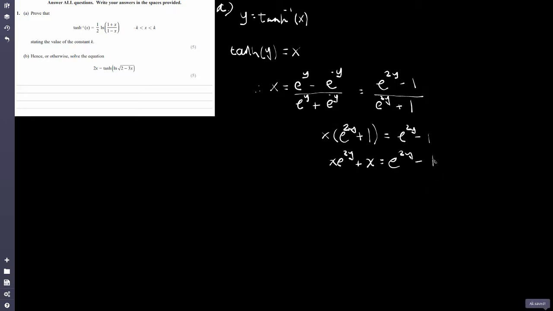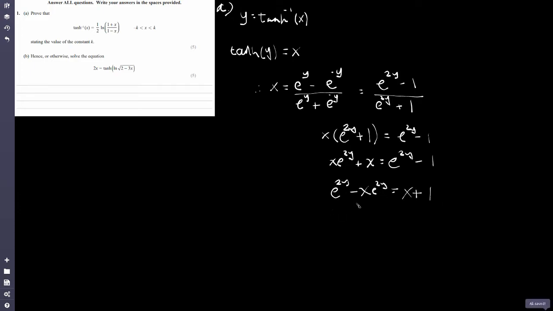Here, I want to get this in terms of e to 2y just on its own on one side, so then I can antilog. So I'll take this x e to 2y across onto this side, and then I'll keep this as positive, so it'll be x plus 1 on this side. That's going to be e to 2y minus x e to 2y, equal to x plus 1.